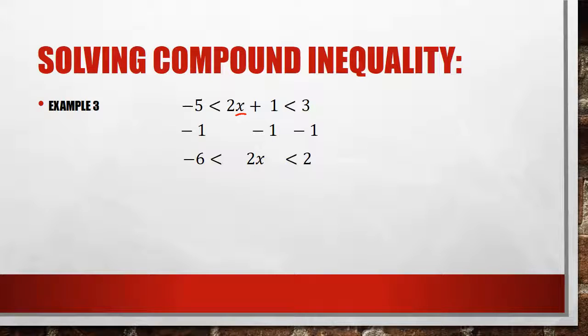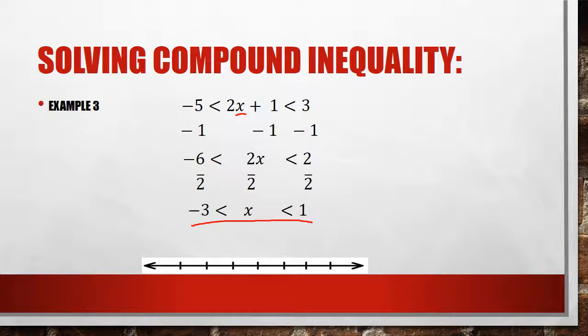After that, I'm going to end up with -6 less than 2x less than 2. Again, my goal is to have x by itself, which means I need to get rid of 2. And to get rid of 2, I need to divide all sides by 2. When I divide all sides by 2, I end up with -3 less than x less than 1. And this is the solution for this compound inequality. This is the solution set for the compound inequality. All I need to do is to put the solution set on the number line.